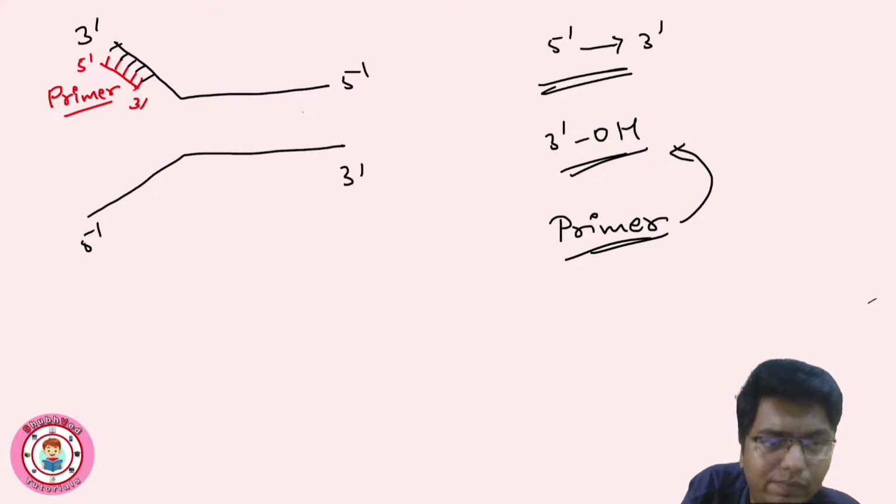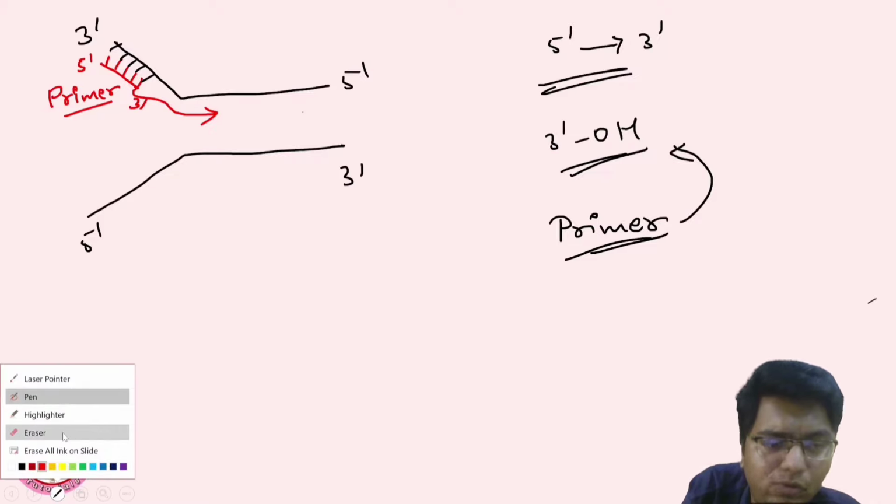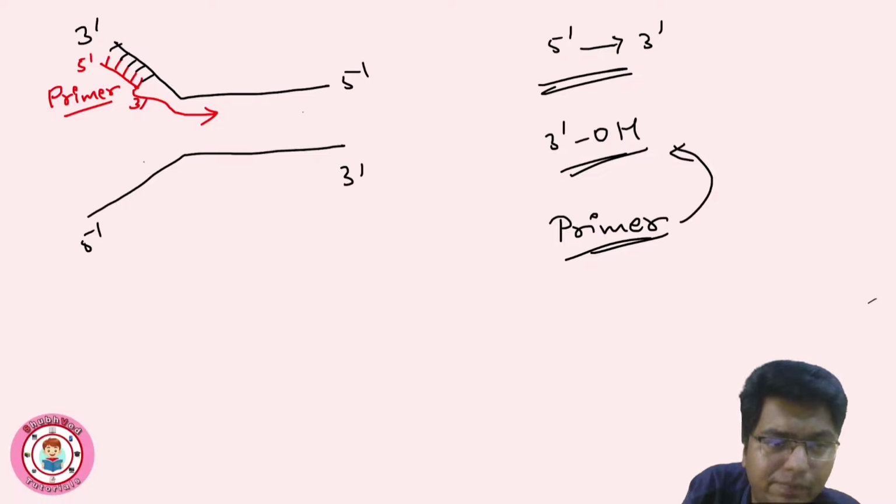So the growth will be in this direction, right? So this replication fork will open slowly, and here it will be complementary. Here will be the primer, right? And here the synthesis will occur. So this is 3 prime, 5 prime. These are the bondings.